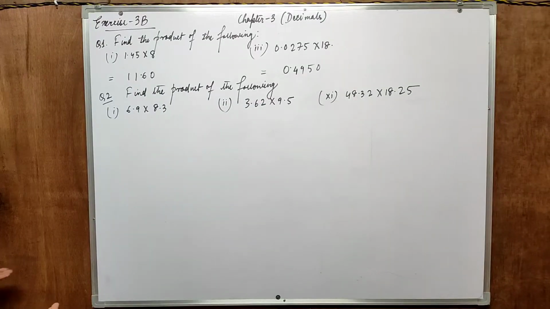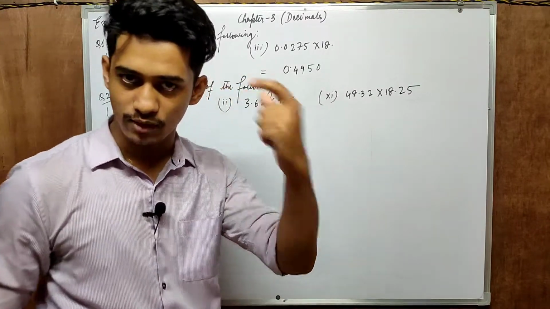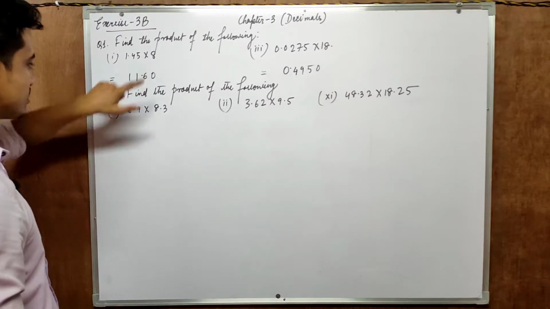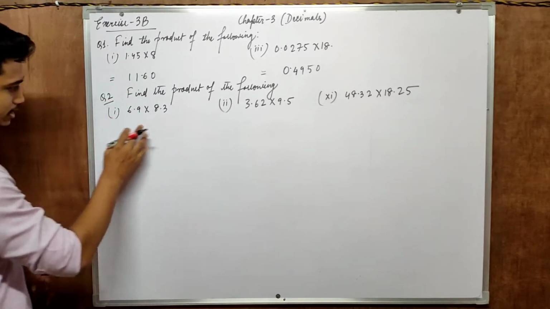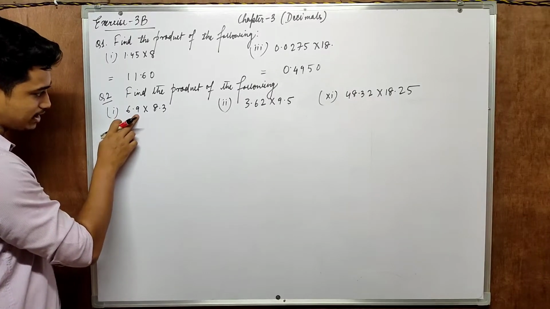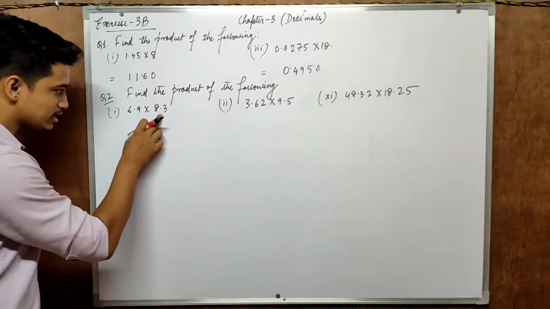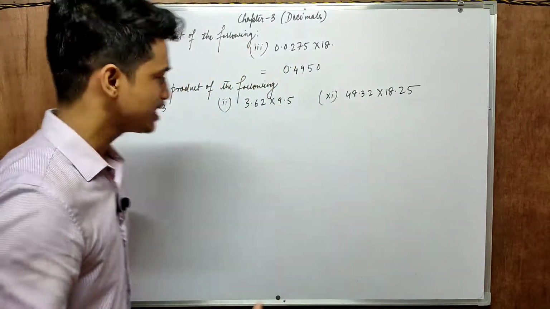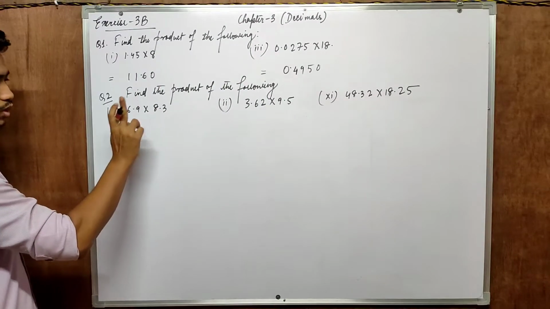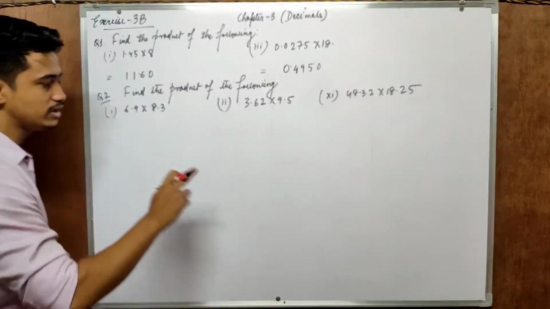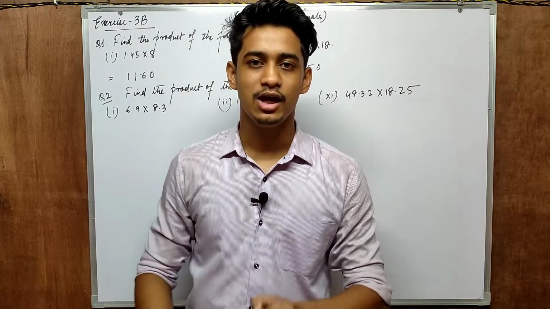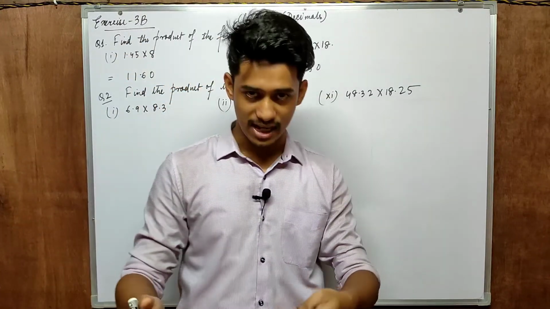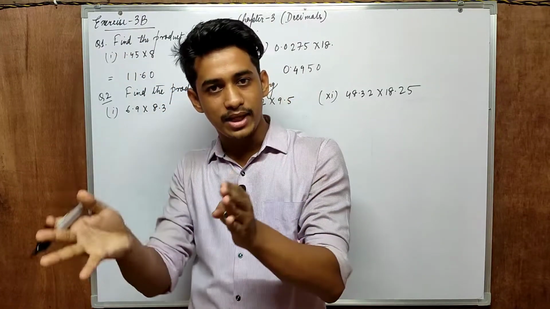Question number 2 is saying find the product of the following. In question number 1, what we needed to find out was how many digits are there after the point. So here 2 digits are there. In this question, if you count it out, after the point there is 1 digit, and after the point there is again 1 digit, so 1 plus 1 will become 2. Same process, right? So that means in the result we have to put 2 digits after the decimal.